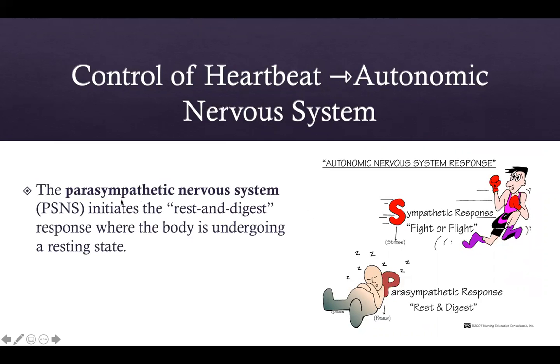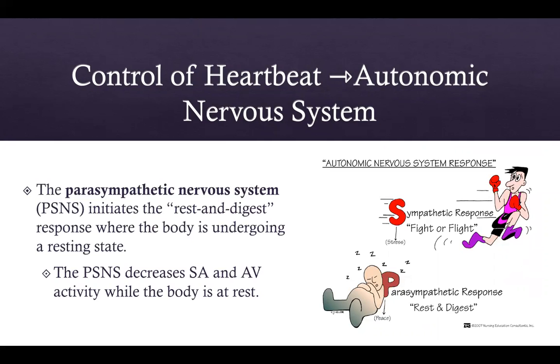You have the parasympathetic nervous system, or the PSNS, and this initiates the rest and digest response, where the body is undergoing a resting state. You're probably in the rest and digest state as you are watching this video, unless you're watching it on a treadmill, in which case your body might be in a little more of the sympathetic reaction. But in rest and digest, the body is undergoing regular metabolism, it's digesting food.